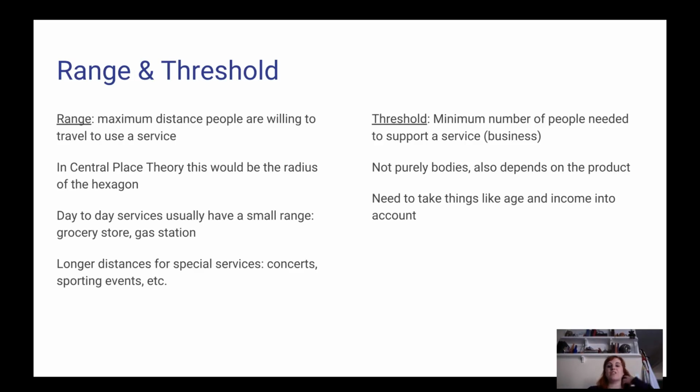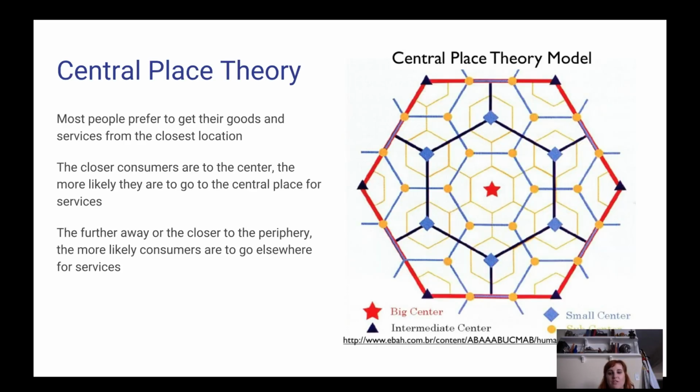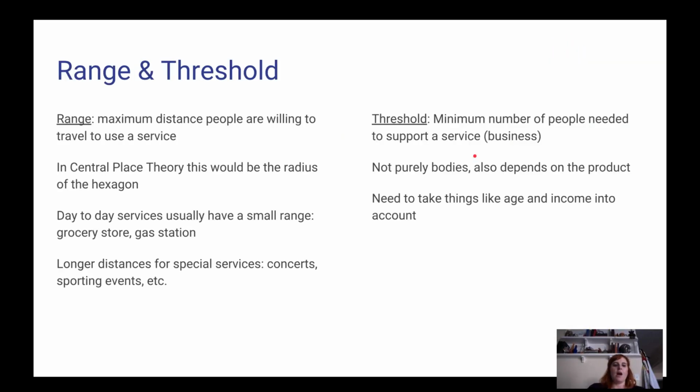Two things that are essential to keep in mind for central place theory are range and threshold. Range is the maximum distance people are willing to travel to use a service. So basically, again, these people in this town are not going to go down here to get celery, right? They're going to go right here, okay? Or they're going to go right here. Whatever's closer and most convenient, but there's two options for them.